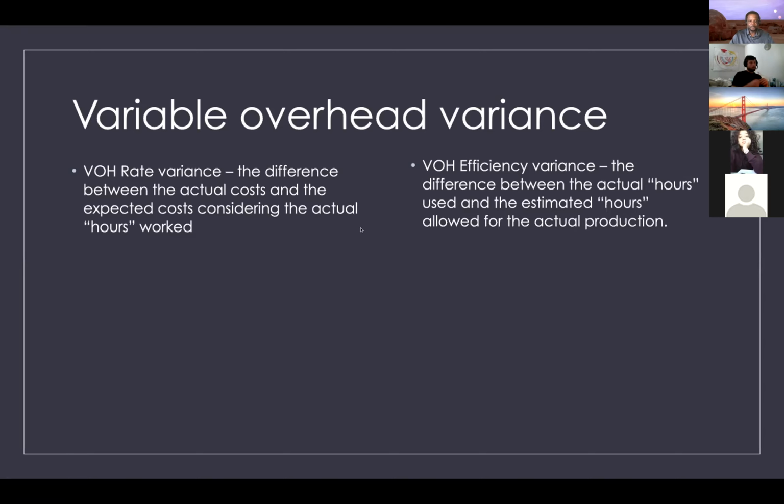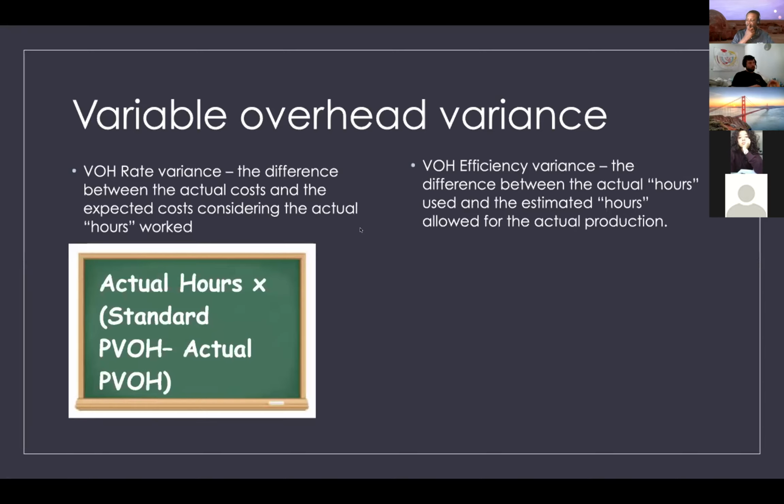Okay, so to calculate the variable overhead rate variance, you take the actual hours and you multiply that by the difference between the standard predetermined variable overhead rate and the actual predetermined variable overhead rate.